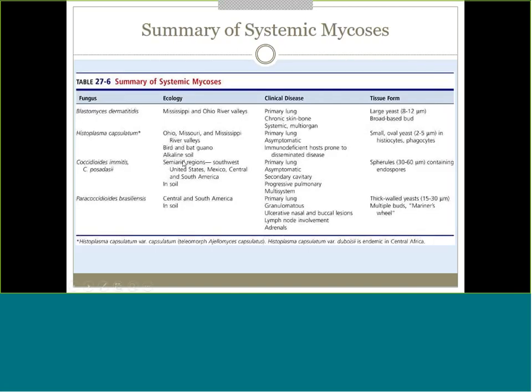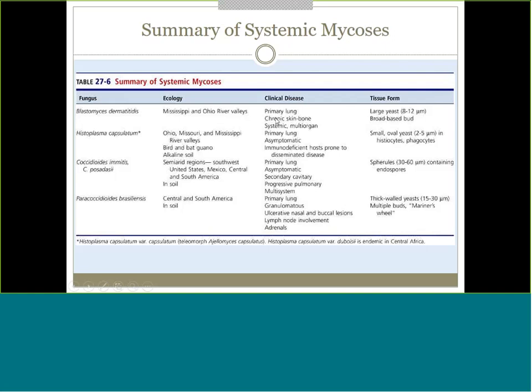All right, and then here is what the diseases that they cause. So Blastomyces dermatitidis is often found in the Mississippi and Ohio River valleys, and again, because it's systemic, it's going to involve more than just one area. It pretty much usually always starts with lungs because you inhale these as spores.